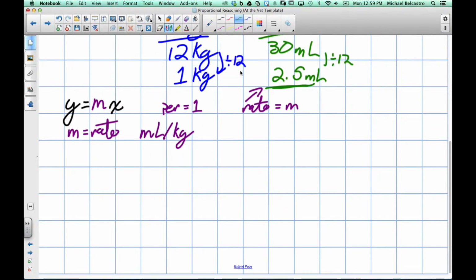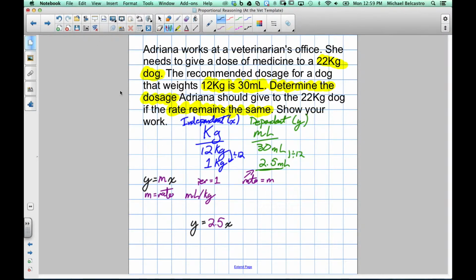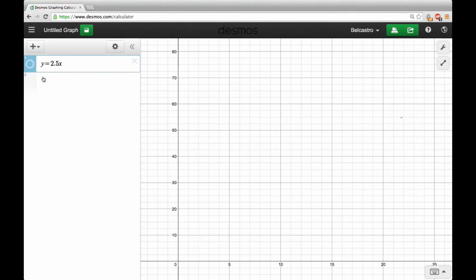We can set up our equation very quickly. That means y, this is our dependent, is equal to 2.5, that's our rate per, times our x, which is kilograms. So for every 1 kilogram, we get 2.5 milliliters of our medication. Now that we have that, we're going to put this into our graphing software. So you'll see I put the values in here, y equals 2.5x, and we're going to turn it on. Okay, so here's our line.